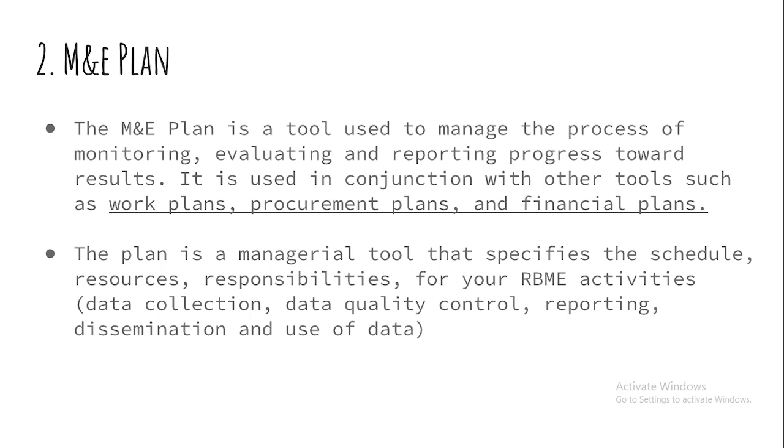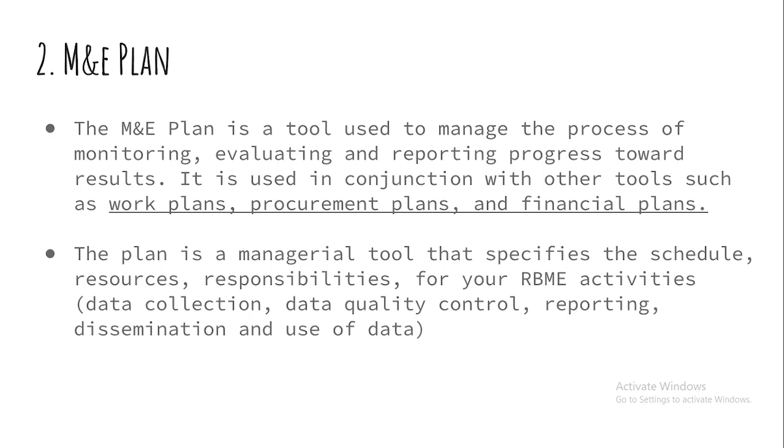The M&E plan is a tool used to manage the process of monitoring and evaluation and reporting progress towards the results. This tool can be used in conjunction with other tools such as work plans. Of course, as the M&E officer, you need your work plan, your procurement plan, and financial plan. It's a managerial tool that specifies the schedules, resources, and responsibilities for your result-based monitoring and evaluation activities.